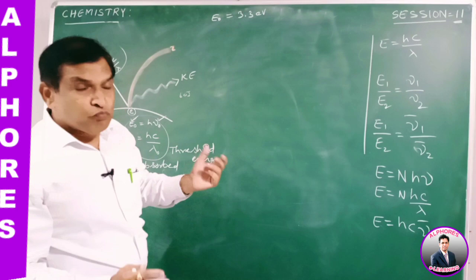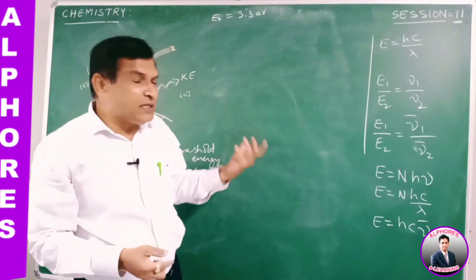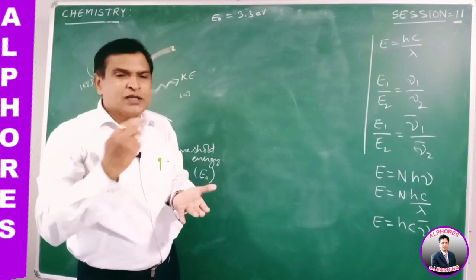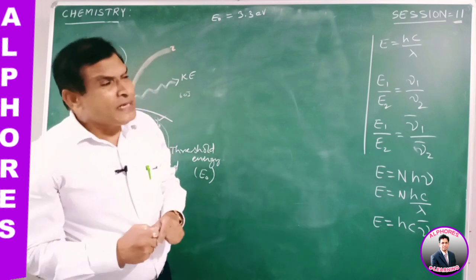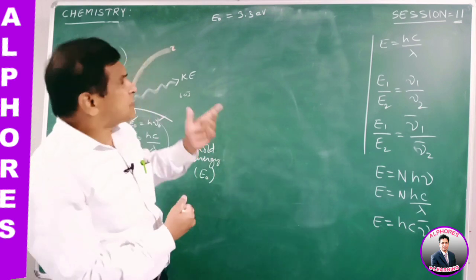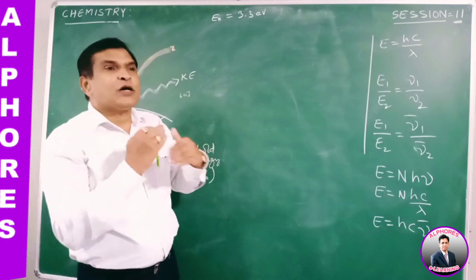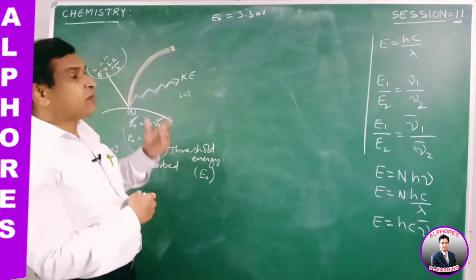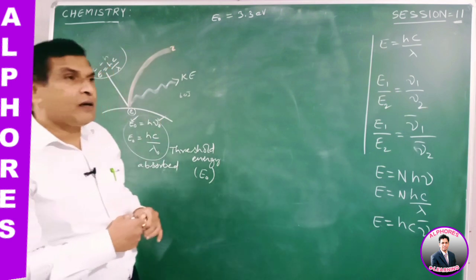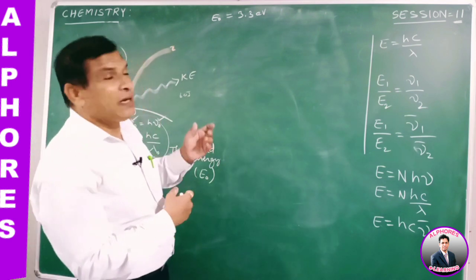That much energy is required to eject the surface electron from the metal. So what is its threshold frequency? It is the same concept, but the question is prepared in a different manner. In the previous problem the threshold energy was given in joules, now it is given in electron volts.